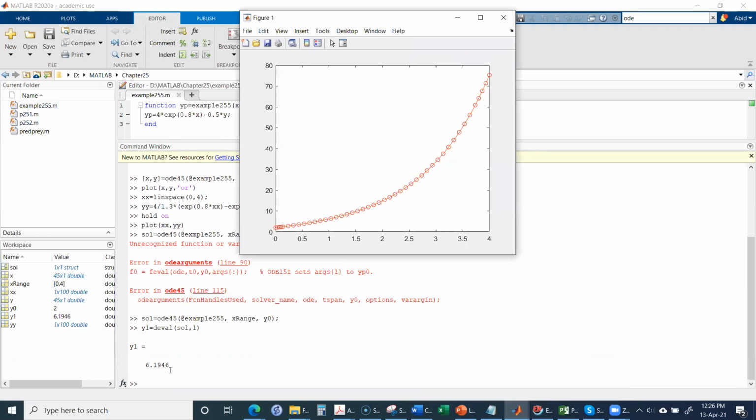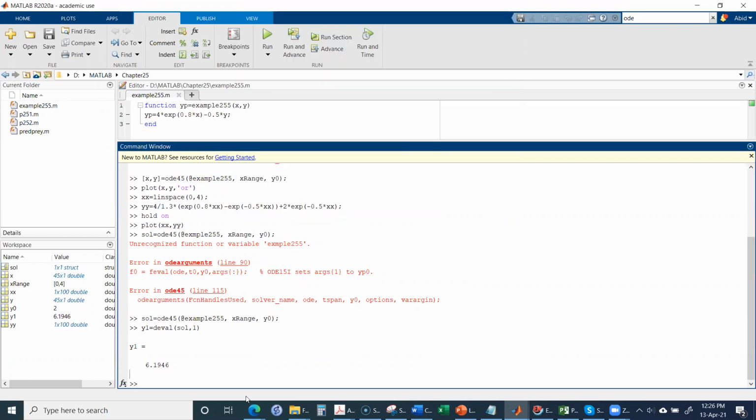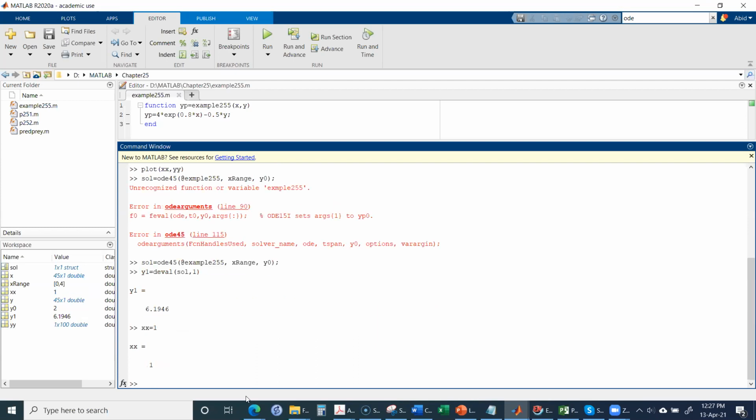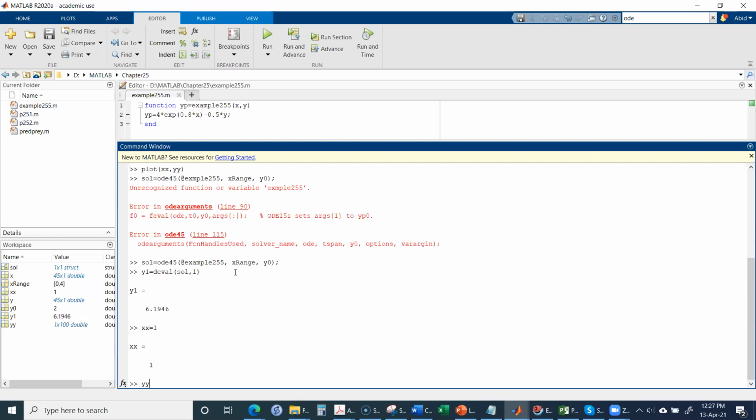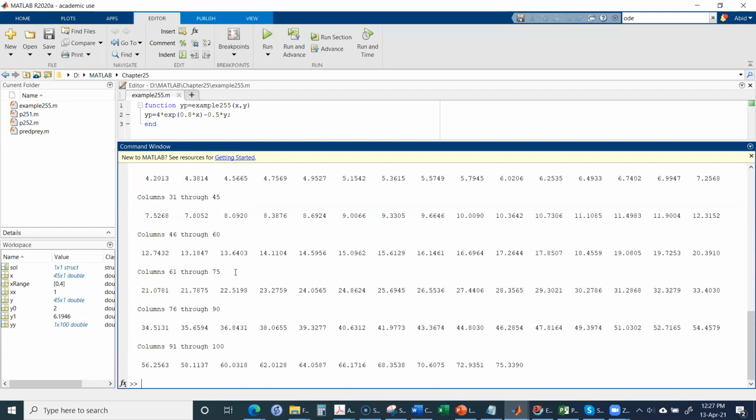But here we have numerically obtained this value. Maybe we can also evaluate it. So for example, I say xx is equal to 1. And now if xx is equal to 1, then what will be yy? Because yy is the original value, so the original value can be calculated from the xx value.